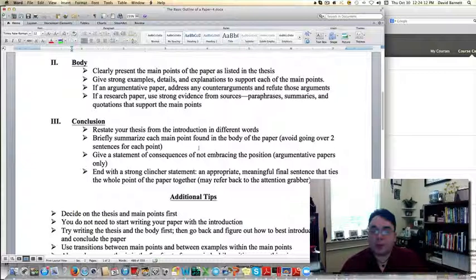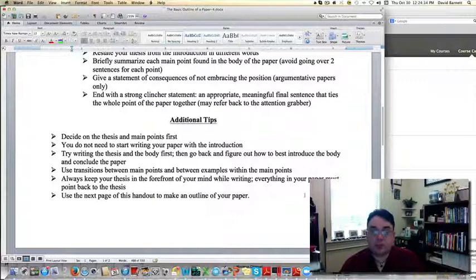And then briefly summarize each point. So you go back and you just, in your own words, summarize just key phrases, a couple paragraphs, and then end with a clincher, something that ties it all together, maybe something that leaves us with a thought, and this is the way that people have done it for centuries, and if you want to be a good dog owner, and so on.